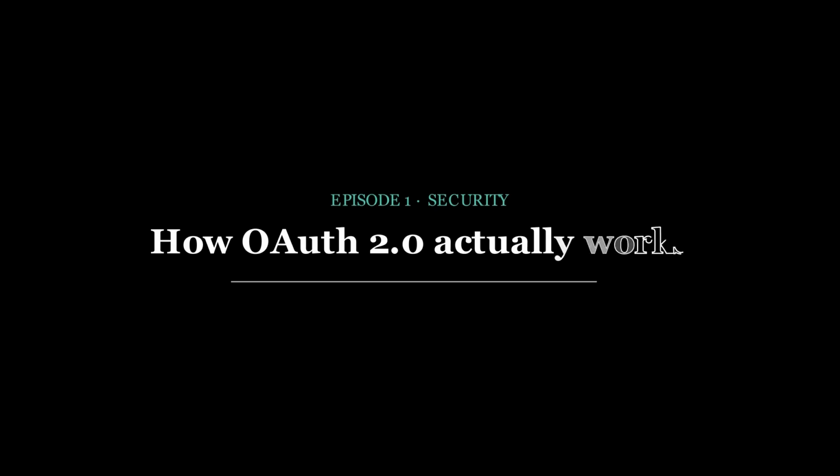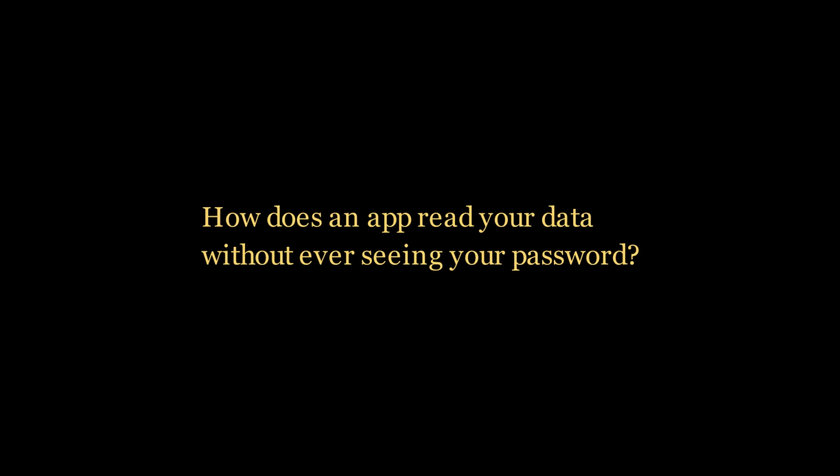Today on Trust Boundary, how OAuth 2.0 actually works, the protocol that lets apps use your data without ever holding your password. So here's the puzzle. How can an app read your calendar or your files without you ever handing it your password?